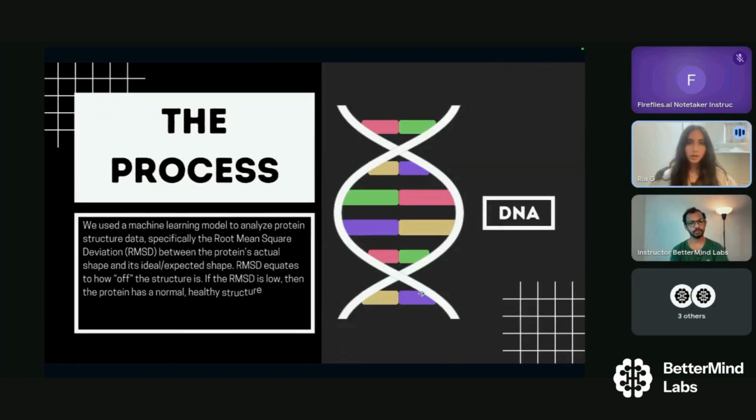So basically, I wanted to describe the process of this project. So we used a machine learning model to analyze protein structure data, specifically the root mean square deviation between the protein's actual shape and its ideal or expected shape. RMSD equates to how off the structure is. So if the RMSD is low, then the protein has a normal healthy structure. However, if the RMSD is high, then there's a high chance of protein misfolding or mutation.